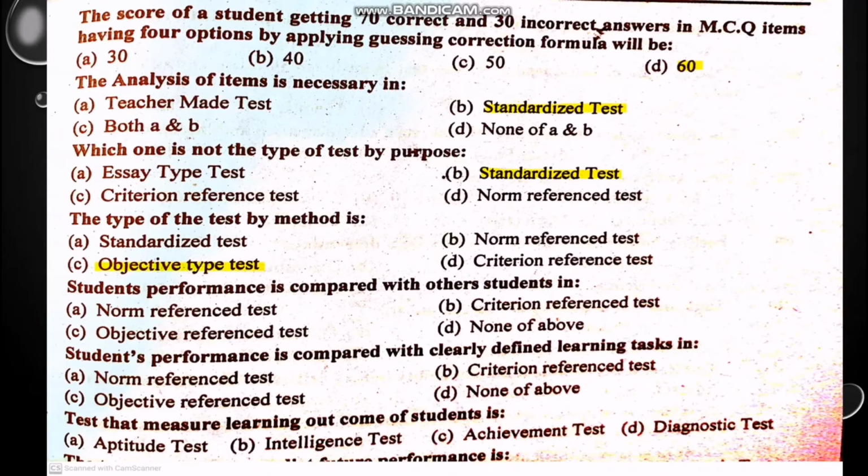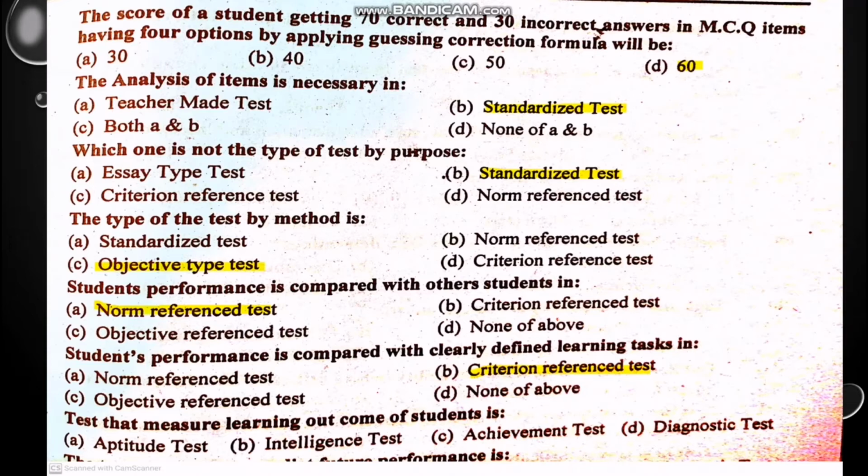Students' performance is compared with other students in norm reference test, criterion reference test, objective reference test or none of above. So the right option is norm reference test. Early student performance is compared with clearly defined learning tasks in norm reference test, criterion reference test, objective reference test or none of above. So the right option is criterion reference test.